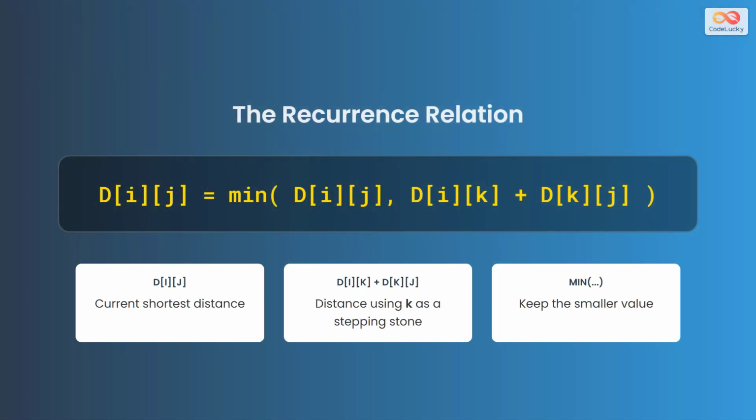This intuition leads us to the famous recurrence relation. The distance from I to J is the minimum of two values. Either the current known distance from I to J, or the distance from I to K plus the distance from K to J. We perform this check for every possible intermediate node K.